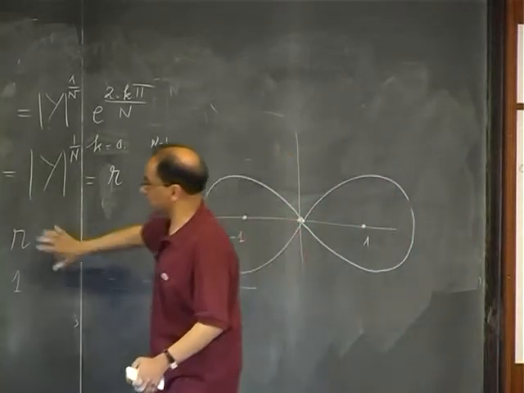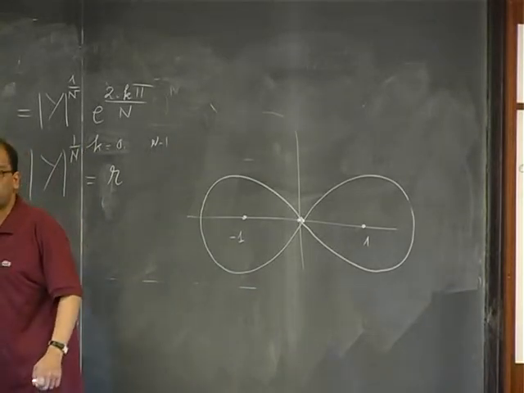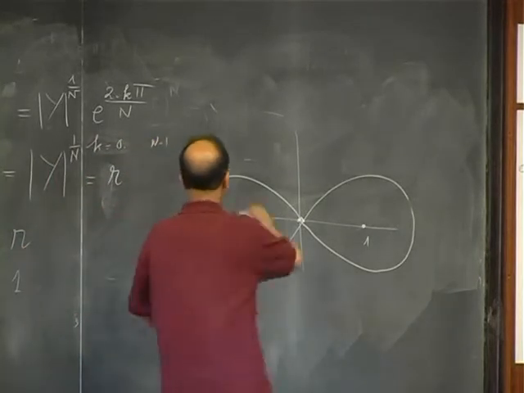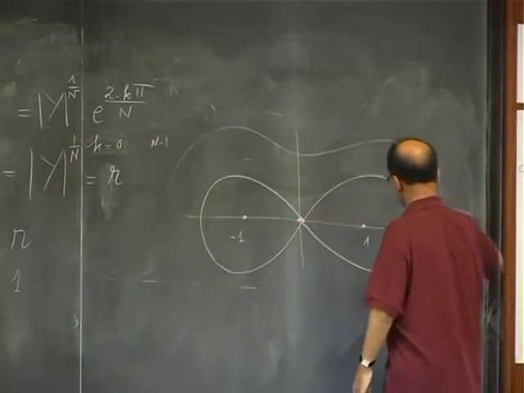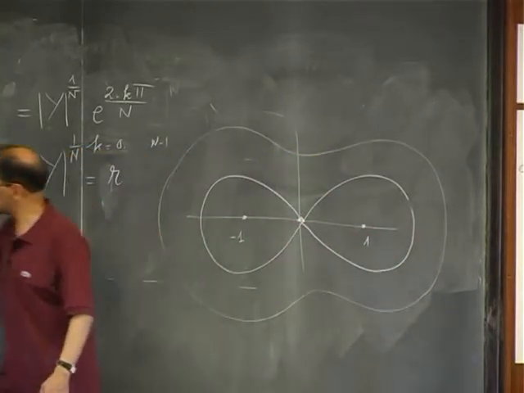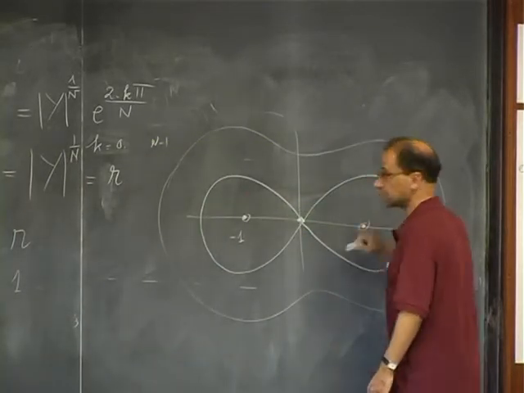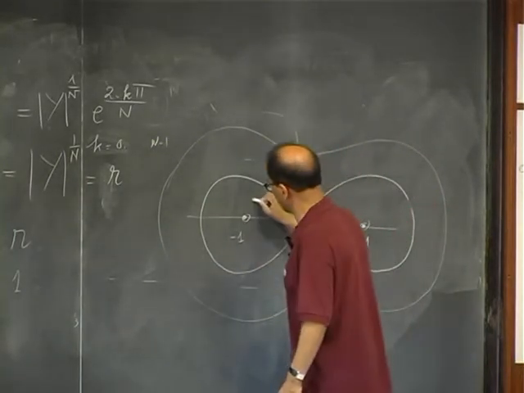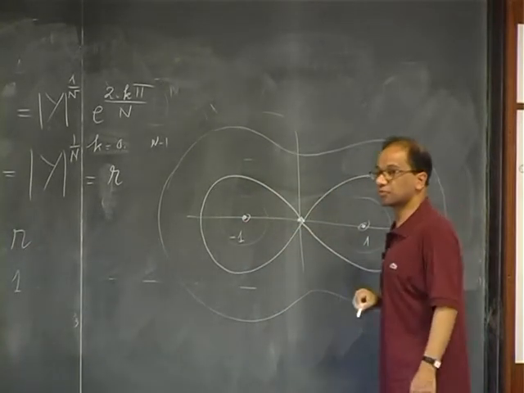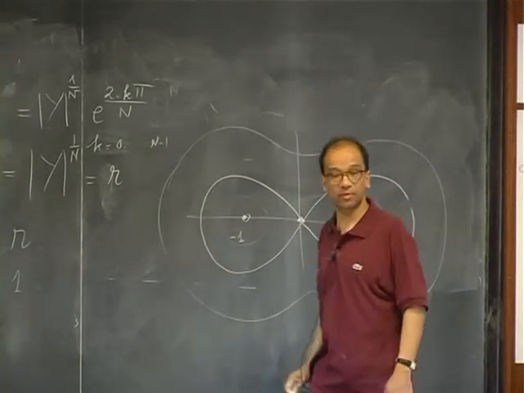So if R is extremely big, the roots will be very far from +1 and -1. It's almost a circle, so it will look like that. If r is equal to 0, it's just either +1 or -1. If r is between 0 and 1, there are two non-convex components. R equal to 1 is this one, and r bigger than 1 is this one.